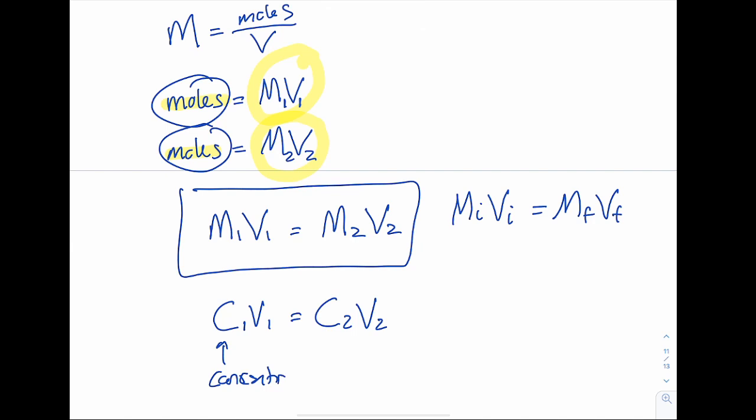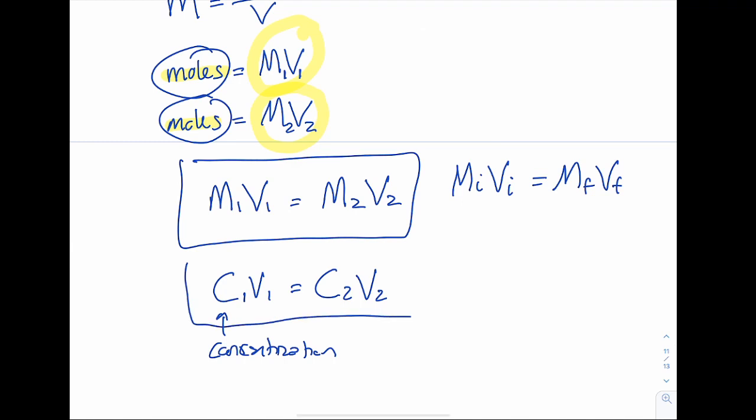And the reason we would rewrite this is that not all units of concentration are molarity. So if we were doing a percent solution, it could be the percent of the first one times its volume is equal to the new percent times the new volume. So if you see it with a C, it's the same equation, we're just being broader. Instead of saying it has to be a molarity, it could be any concentration.